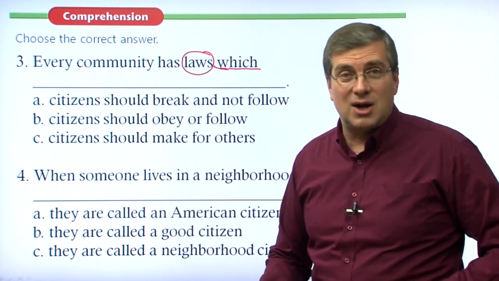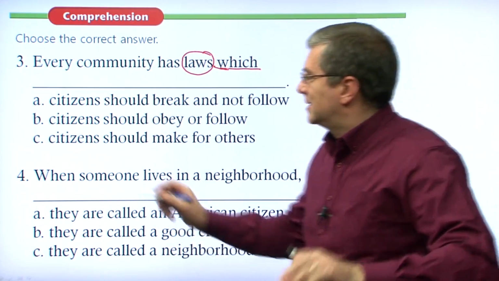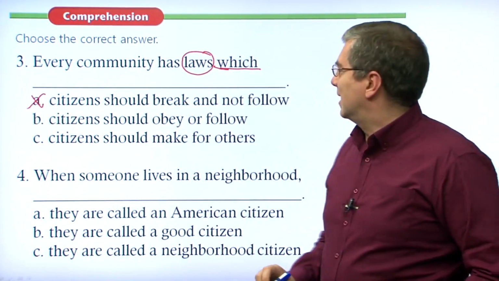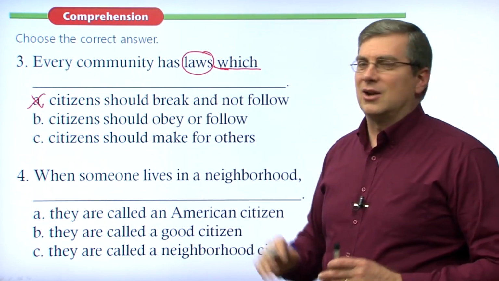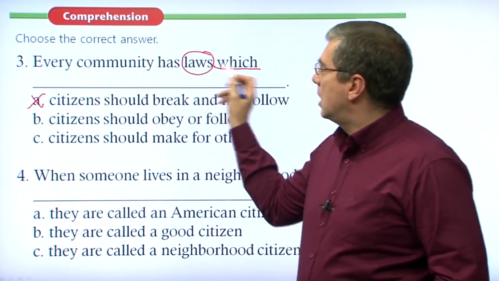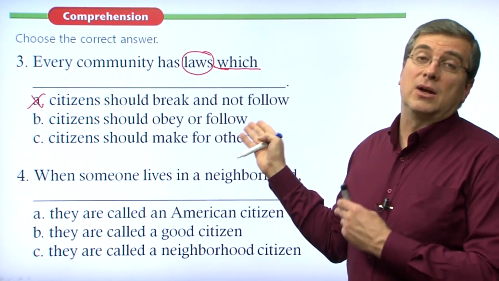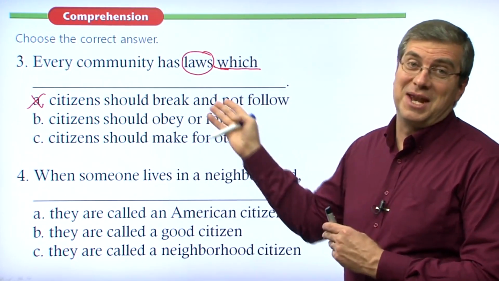They shouldn't follow the laws. No, that's silly. No, absolutely not. Citizens should not break and not follow the laws. That's not correct. How about B? Laws which B, citizens should obey or follow. Oh, that sounds better. That sounds a lot better than A, right?